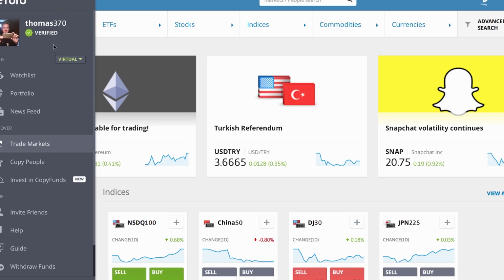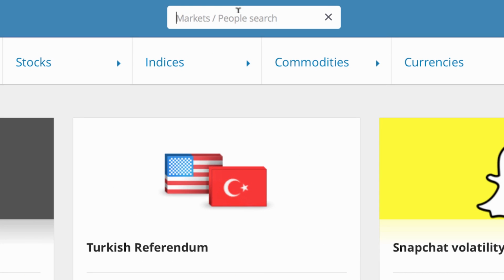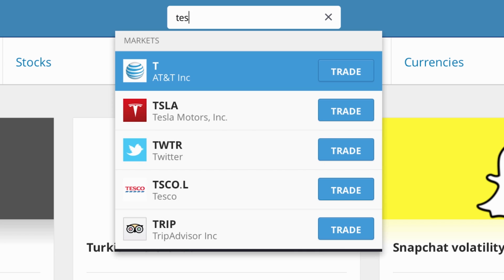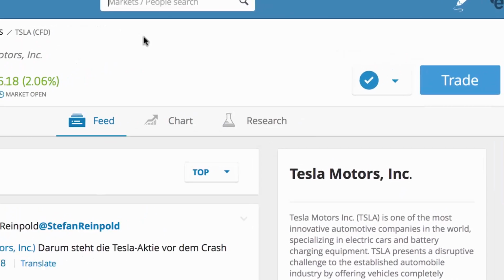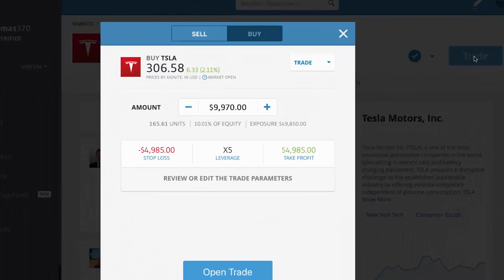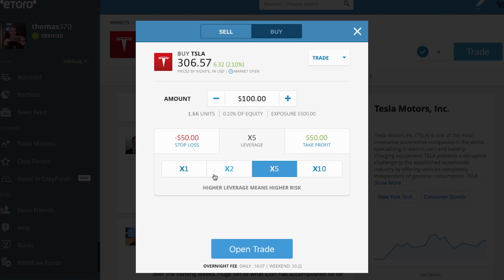So, right, this is a virtual account I'm on at the moment. If I go to the trade markets and I look for, let's look for Tesla. So this is some company you might want to buy, some stocks, some shares you might want to buy. I press the trade button. And let's say I want to buy $100, okay? And I'm going to use no leverage. I'll talk about that later.